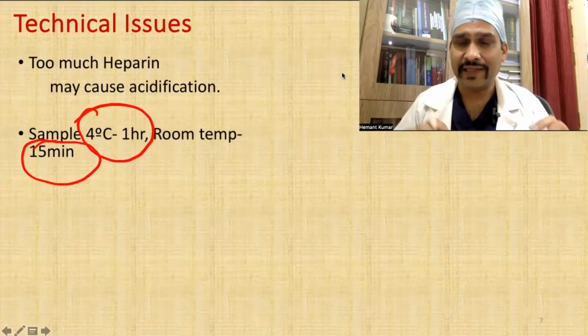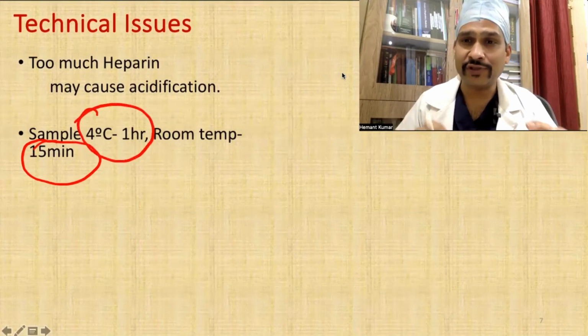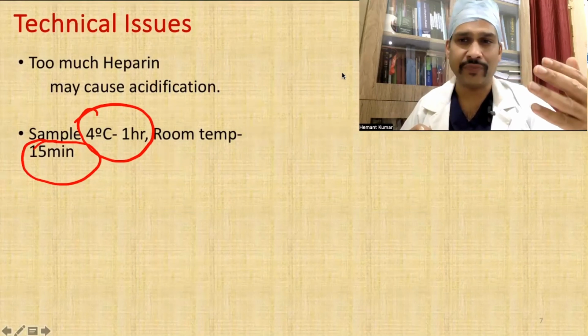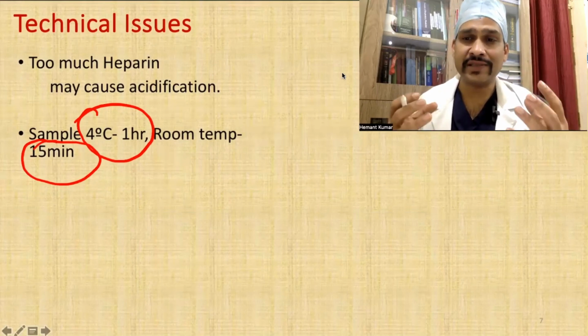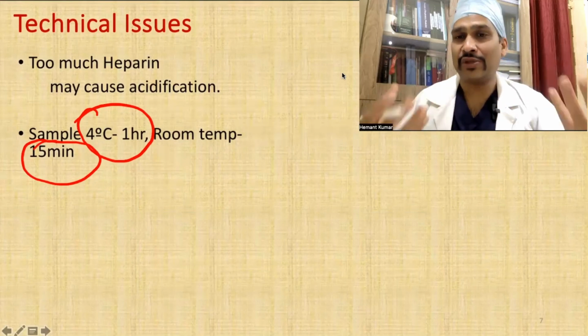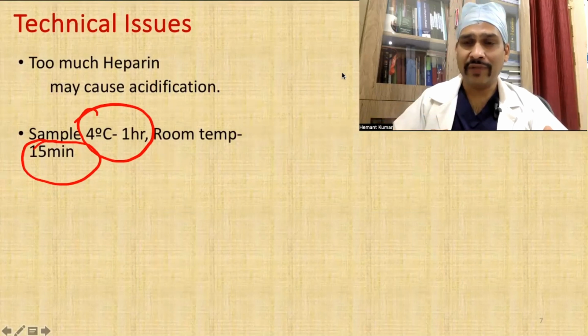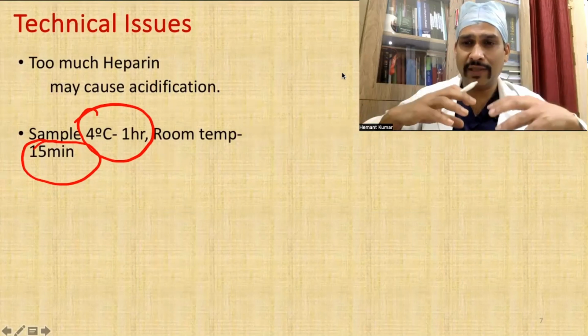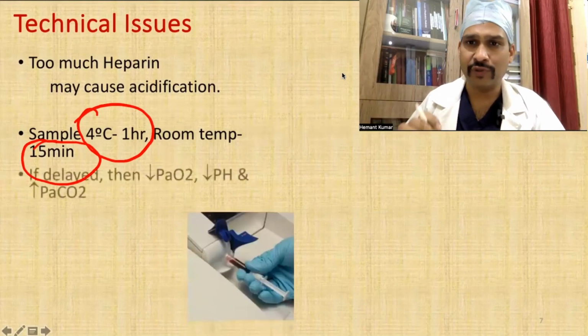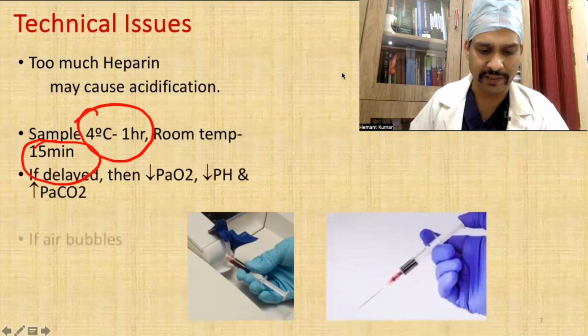If it gets delayed, it may give a false reduction in O2 and a false increase in PCO2. Why? Because blood cells are there which consume oxygen and release carbon dioxide. So whenever ABG is delayed, oxygen will come falsely low and CO2 will come falsely high. We should not wait, we have to send immediately.